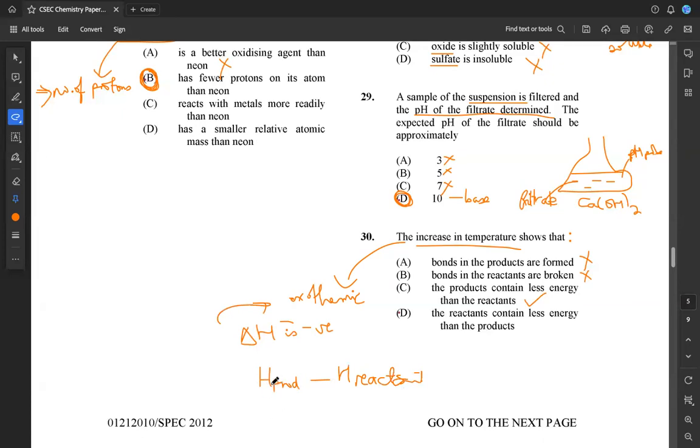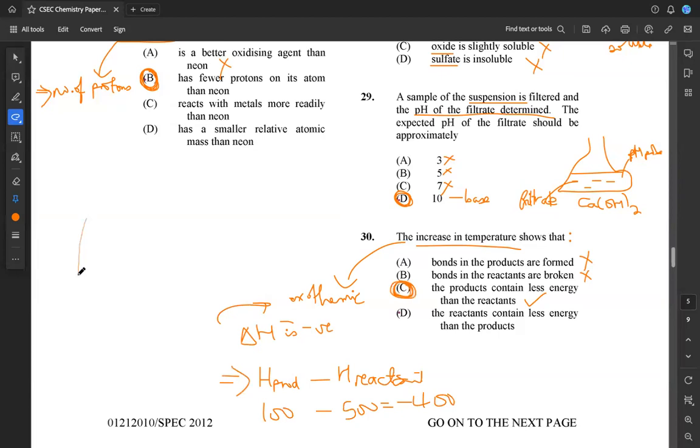So if your products have an energy of, say, 100 and your reactants have an energy of, say, 500, then you're going to get a negative number. You're going to get a negative 400. And because this is what's true for an exothermic reaction, then we can say, of course, the energy of the products will be less than the energy of the reactants. And so that's our answer here.